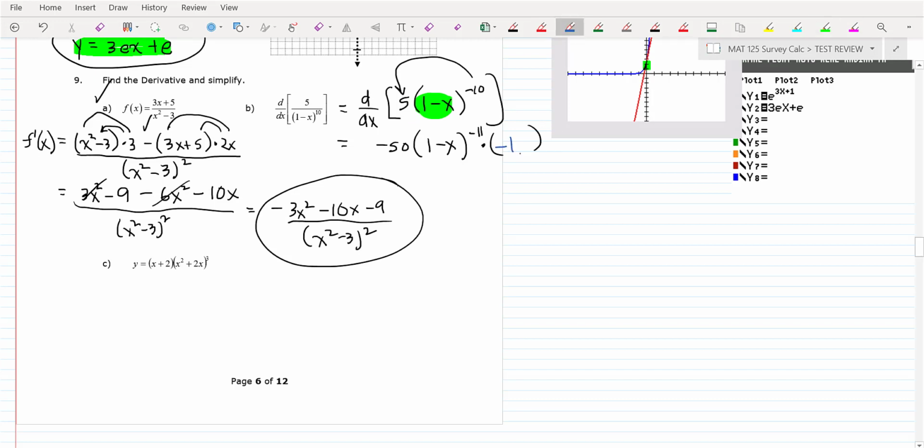Negative 1, right? Okay. Then what you would have is positive 50 times (1 minus x) to the negative 11, like that. Okay, that's one way to do it. If you did the quotient rule, you get the same answer.